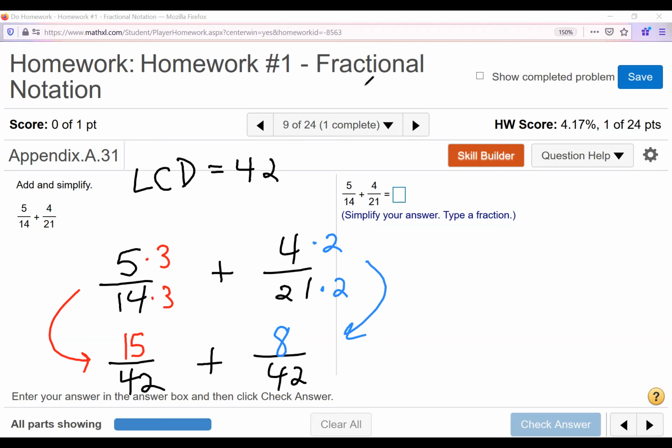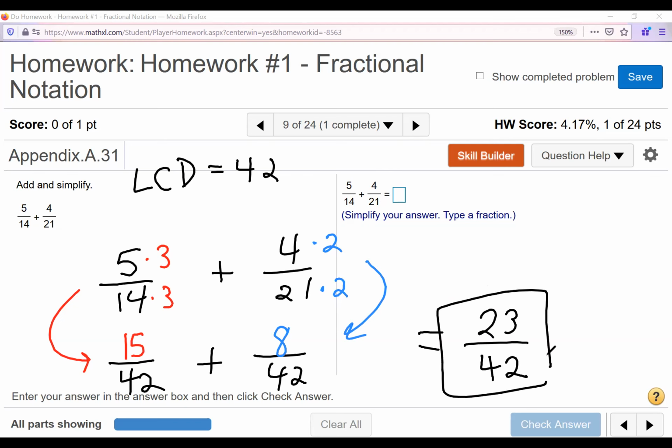In my opinion, that's the hard part. All that is the hard part of the problem. Now, this is the easier part of just adding. So we keep the common denominator of 42, and then we add the numerators, 15 plus 8, and that's 23. Okay, so my answer would be 23 over 42.